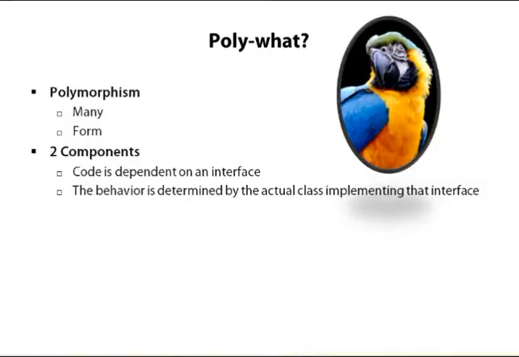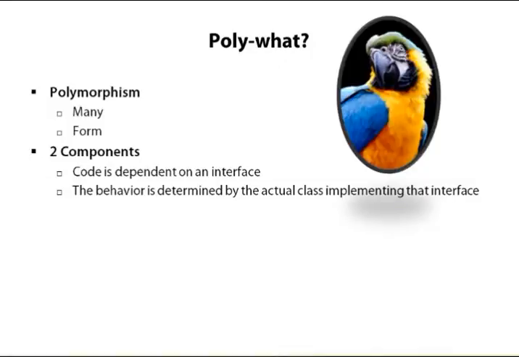And then the second component is that the behavior of that code is determined by the actual class that's implementing that interface. So when you actually use that code that's dependent on the interface, the methods that it's going to call are not preset. We don't know what they are. That code doesn't know what they are or what they're going to do. Instead, when that code runs, depending on what type is actually implementing that interface, that's what's going to happen.